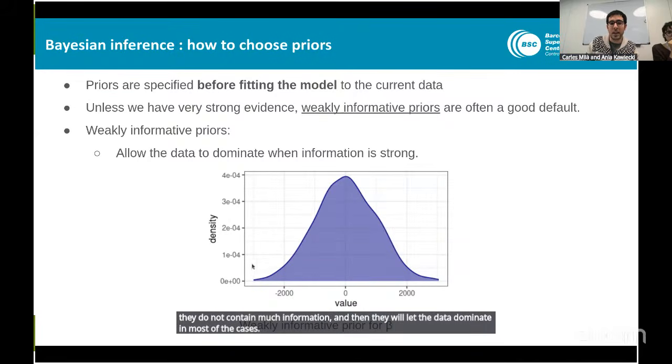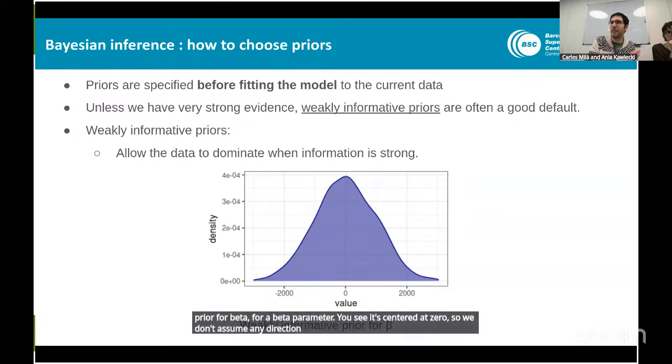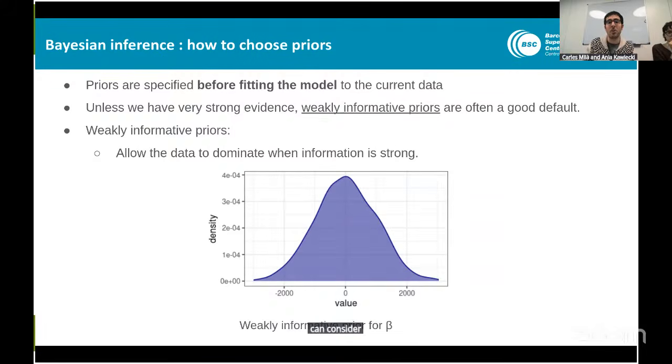Here I have put an example of what would be a good weakly informative prior for a beta parameter. You see it's centered at 0. So we don't assume any directionality of the effect. It can go either way. And also it's very broad. So it can consider a wide range of possible values for that parameter beta.